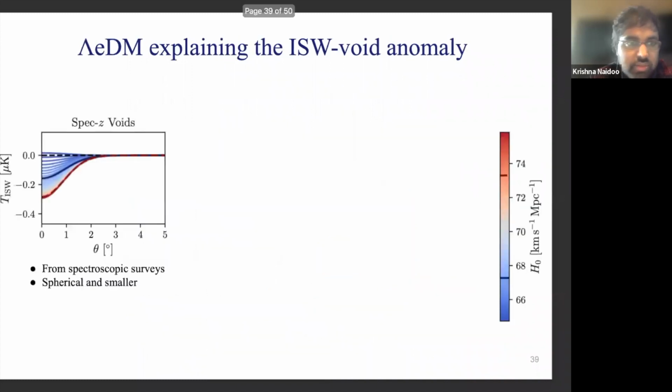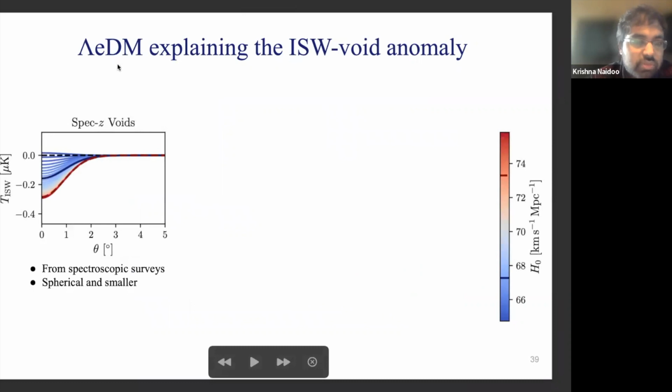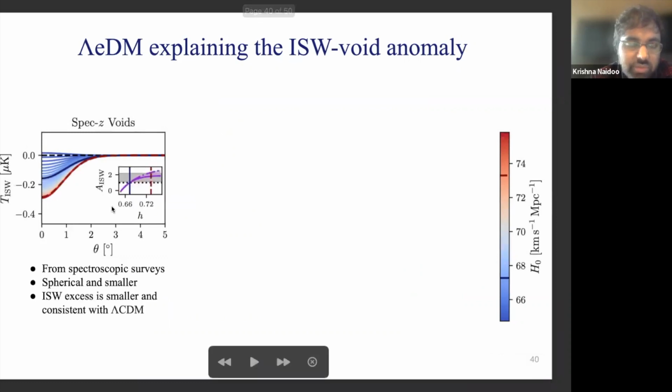Right, so if we look at spectroscopic voids, what you find is this increases the ISW by about a factor of 1.8, which is consistent with what we find from observations. The gray band is the observations, and the purple is the amplitude increase from changing the Hubble value.